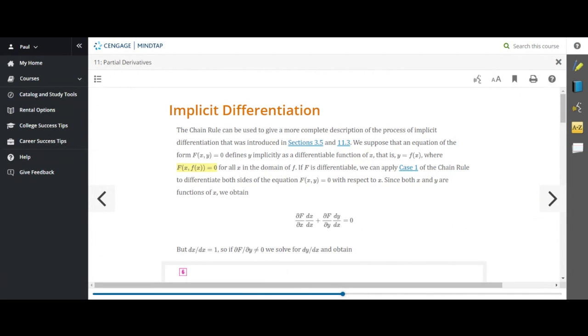Yeah, if you have a function of x and y, but y itself is a function of x, then you can apply the chain rule. You can apply the chain rule as they show you here. Let me just show you this on the whiteboard.